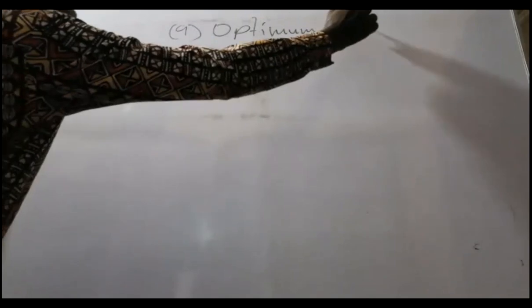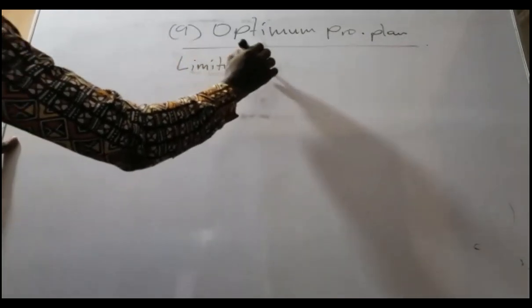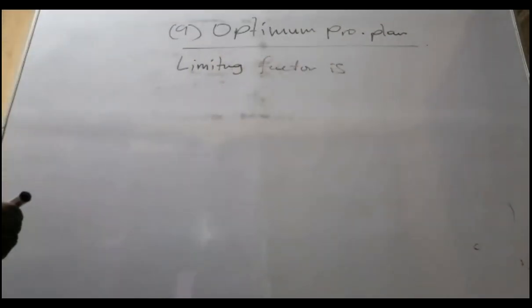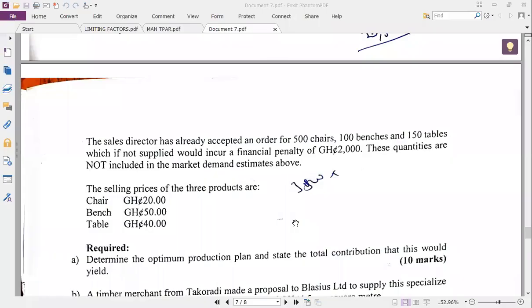So first, A, optimum production plan. I'll underline it and tell the examiner that the limiting factor is what? Timber. So that's step 1. Identify the limiting factor. We have identified the word timber.